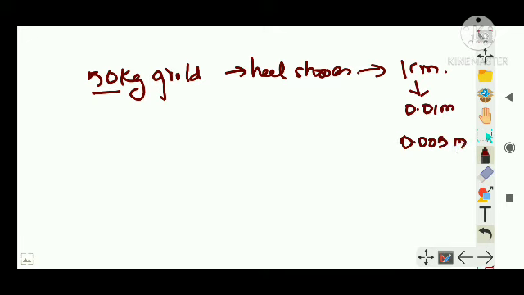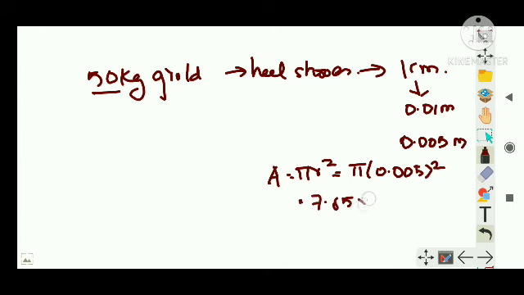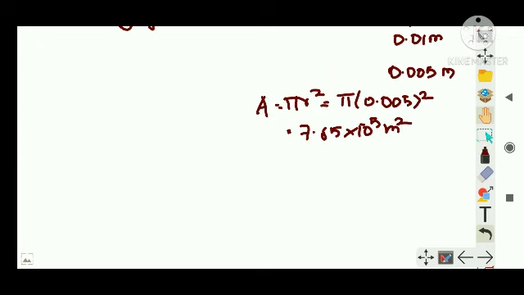So the area of the heel will be what? A is equal to pi r square, right? So it will be pi into 0.005 whole square. You will get around 7.85 into 10 to the power minus 5 meter square, right? Clear? And you are asked for the pressure exerted by the heel, so you have to find the force first. The force is mg, right? So 50 into 10, that is 500. So the force applied is 500 Newton, right?